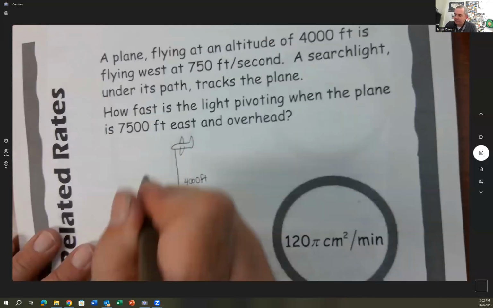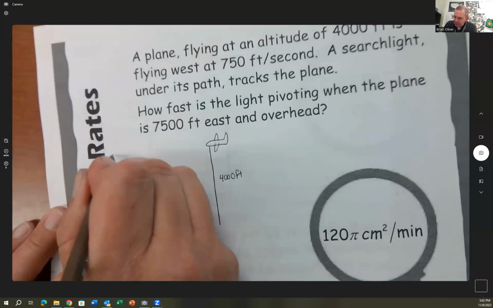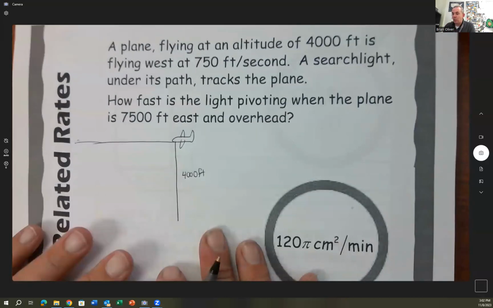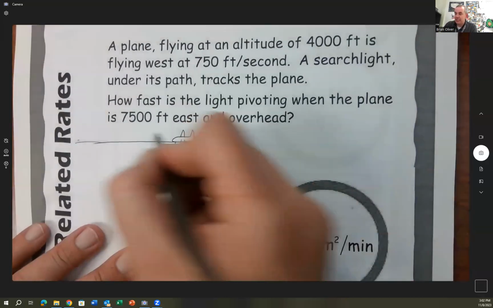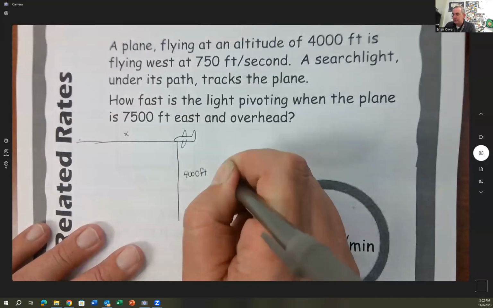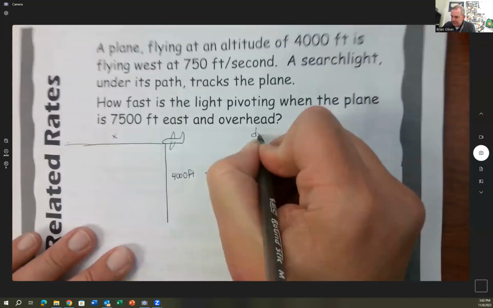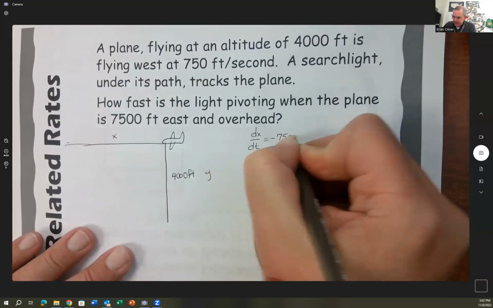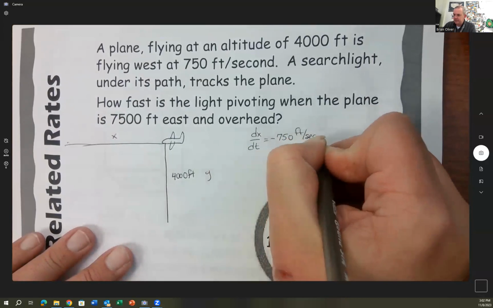It is flying west, so I know it is going this way. That's the way it's going, and it's going west at a rate of 700 feet per second. So if you think about it, this is my x. X is going this way. Y is going up and down. So that's telling me his dx/dt is going to be negative 750 feet per second.